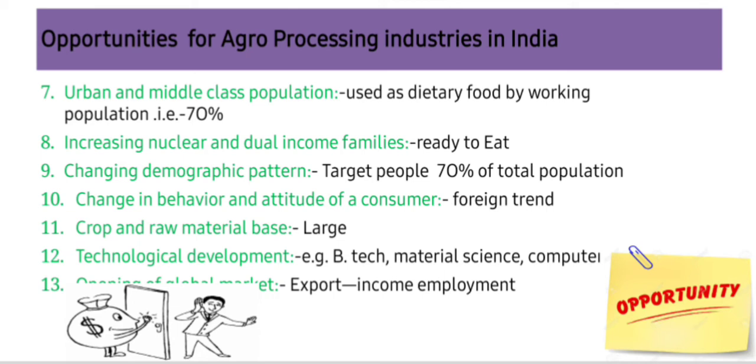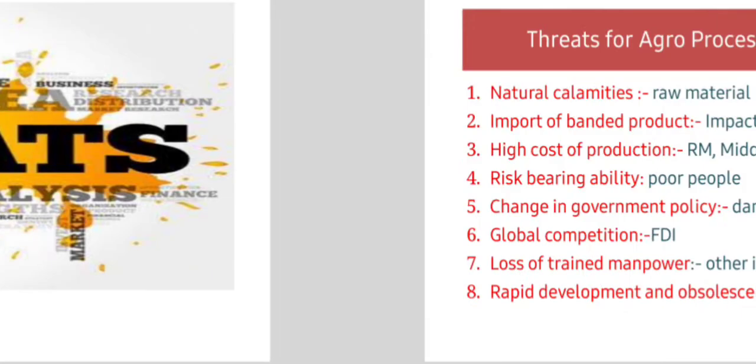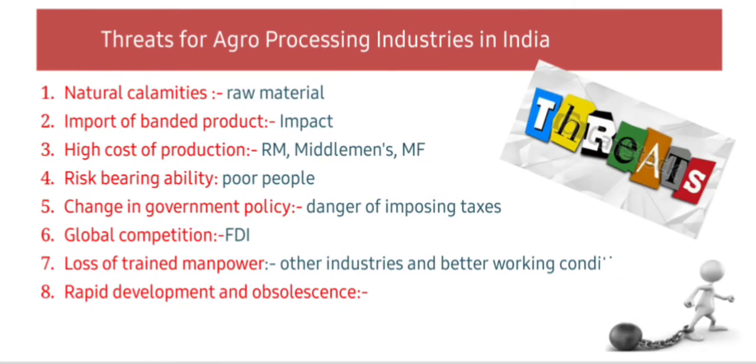So next is the change in behavior and attitude of the consumer. There is a huge trend in the consumption of foreign goods and services. Next, crop and raw material based opportunities are there. Technological development. Due to the advanced technological development, the processing industry is having a huge opportunity. Now, we will look into what are the major threats.